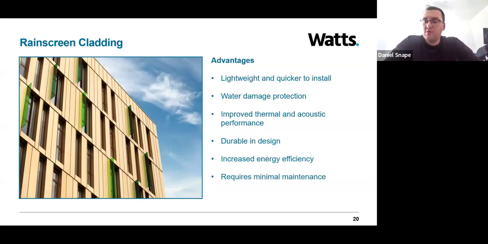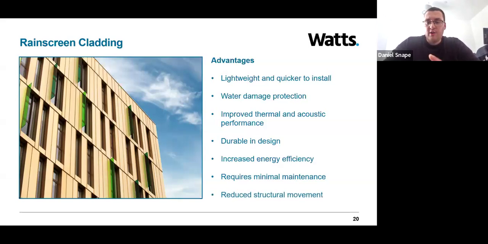Perhaps one of the most important reasons why this cladding is used is it has minimal maintenance. So rain screen cladding systems typically require little to no maintenance, especially if you choose a cladding material that can withstand adverse weather conditions, such as a high quality natural slate, for example.